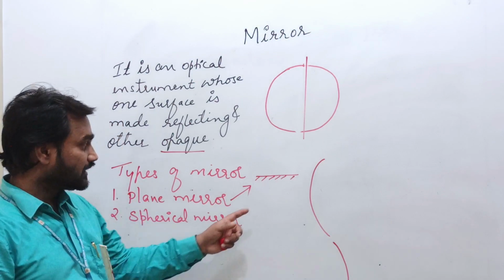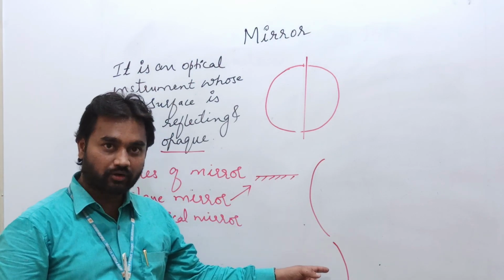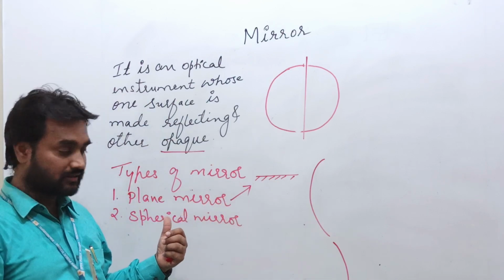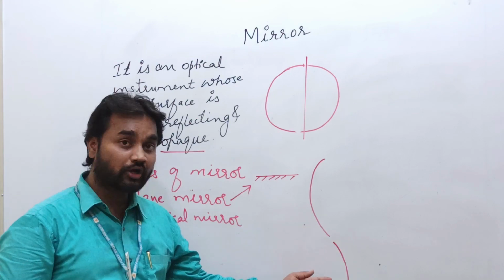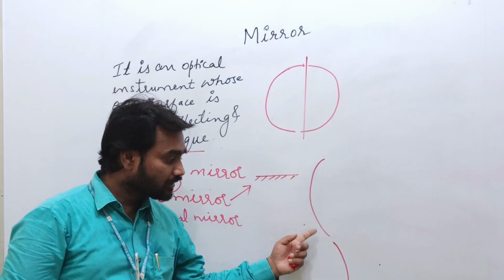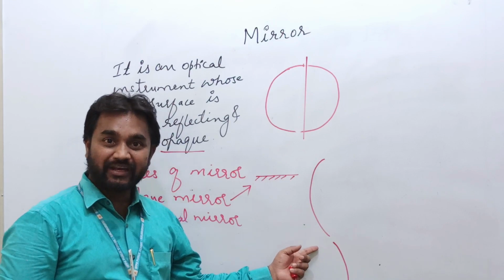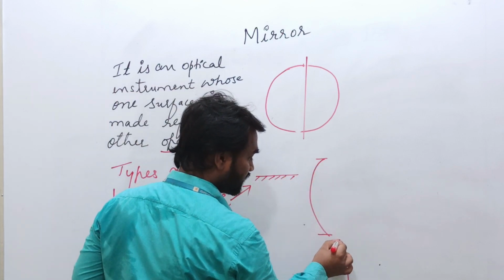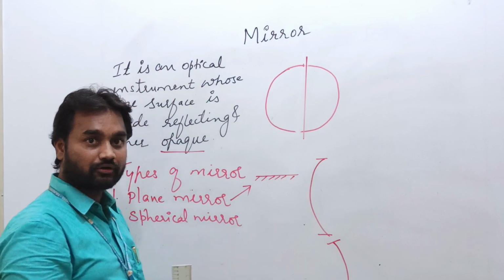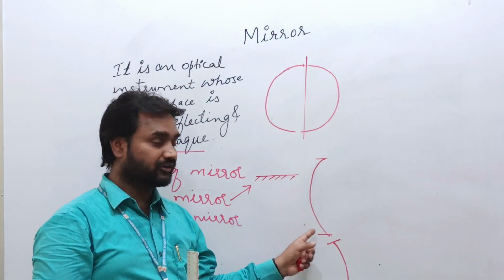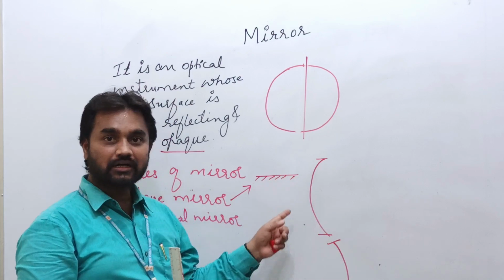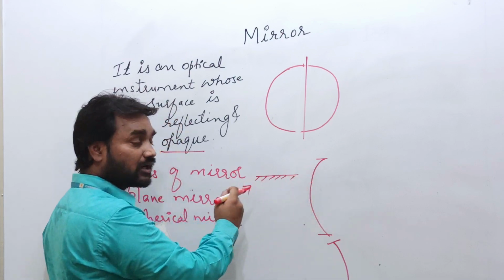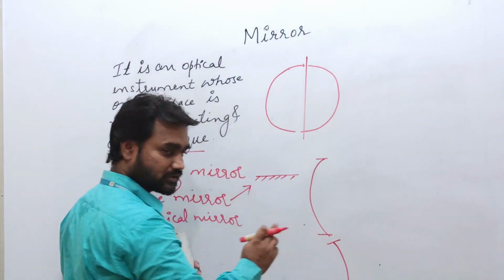Now you can see these two mirrors are part of a hollow sphere. They are called spherical mirrors. If I take this as the reflecting surface, this much is the reflecting surface, and the reflecting surfaces of these spherical mirrors are curved. If I take the first one, you can see it is curved outwards, and this one is curved inwards.